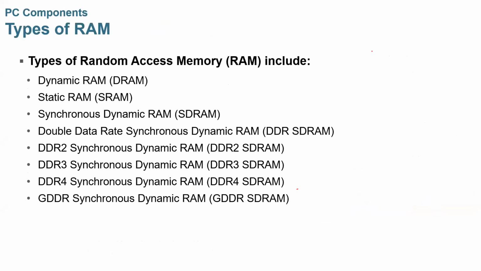RAM has different types that you can find in the world of RAM. We have the dynamic RAM, we have the static RAM. These are all well explained in our book here. We always see DDR2, DDR3.